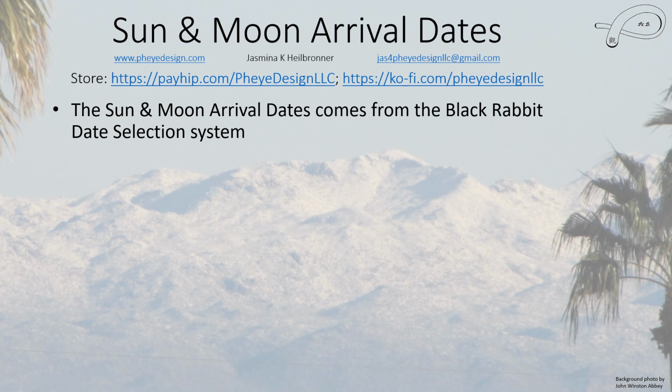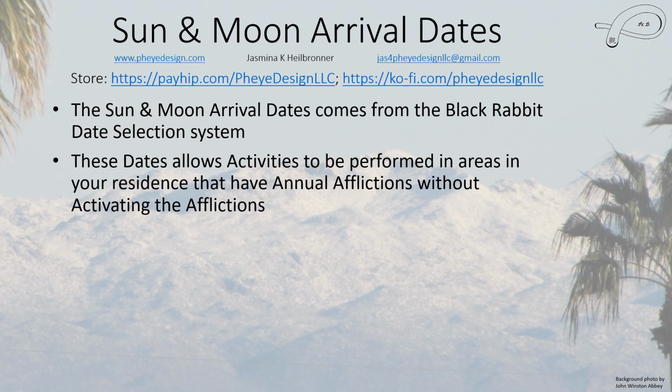Now the Sun and Moon arrival dates come from one of the two Black Rabbit date selection parts of that whole system. These dates allow you to safely perform a renovation in an area with an annual affliction without activating that affliction. And that is very, very important if you want to avoid trouble.